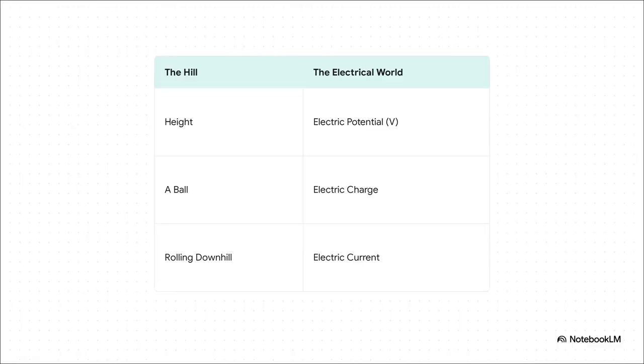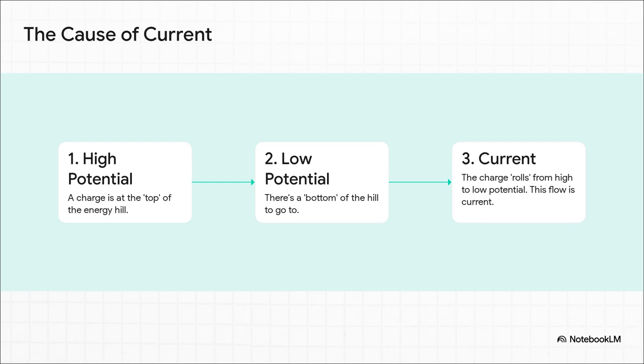And this, right here, just illustrates that connection perfectly. The height on our make-believe hill, that's the electric potential, which we measure in volts. The ball we're imagining, that's an electric charge. And the motion, the ball rolling downhill, you guessed it, that's the electric current. The difference in that height, what we call voltage, is the whole reason the ball, the charge, moves in the first place.